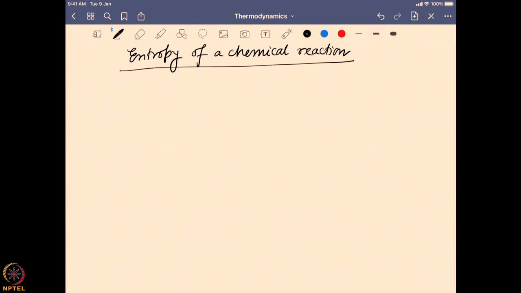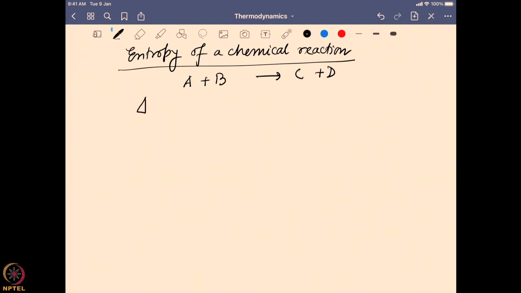Now, very similar to the enthalpy change, entropy change can also be connected. So, over here I am doing this reaction A plus B going to C plus D, and I want to find out what is the entropy change for this process. So, what I need to do is find the entropy for the products. So, it is entropy of C plus entropy of D, and subtract that of the initial entropy of the reactants, that means entropy of A and entropy of B.